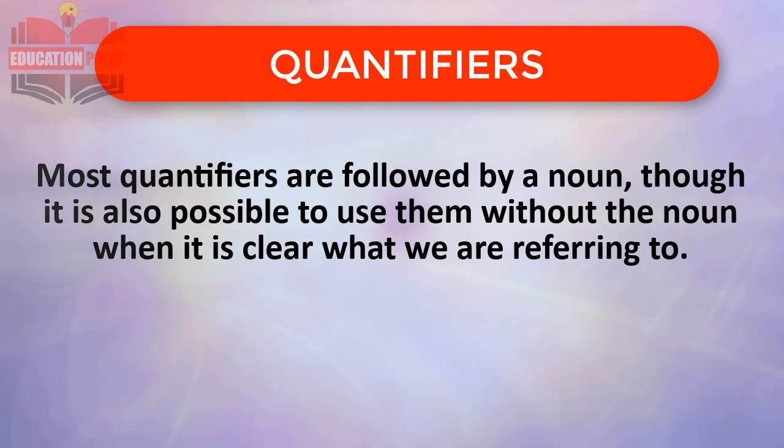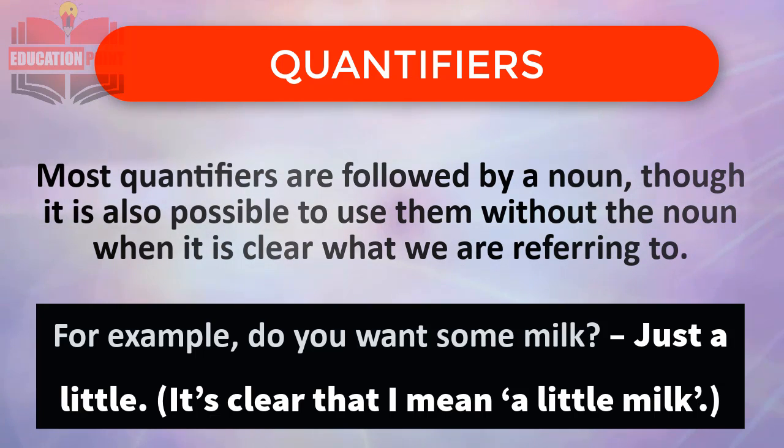So most quantifiers are followed by a noun. As we said, usually it is followed by a noun, though it is also possible to use them without a noun when you're clear about what you are referring to. So when you have a particular idea about what you're referring to, it's okay even if you don't use a noun. For example, do you want some milk? Just a little, right? As you can see in this question, we are already talking about the noun, that is milk. So here the milk has already come in the question. So when you're answering it using a quantifier, you don't normally need a noun. So here the answer goes like just a little.